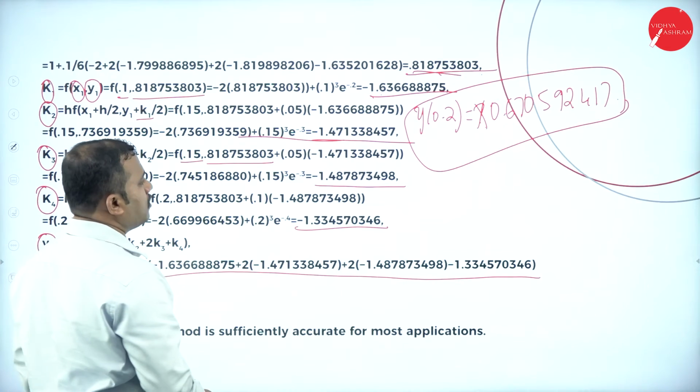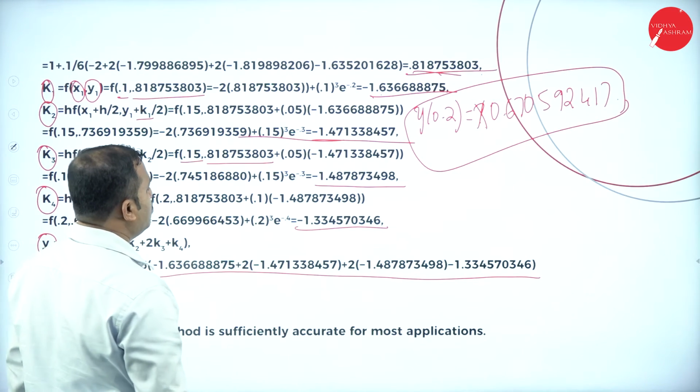If I use the second order method, what is the value I am getting here? What is the formula?